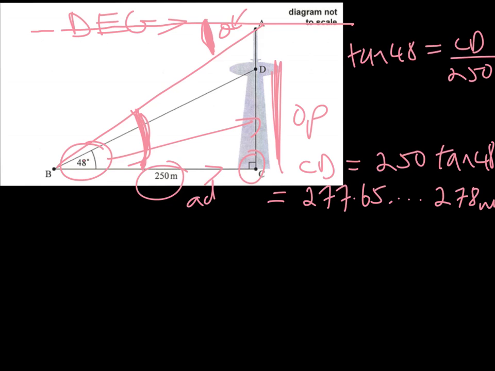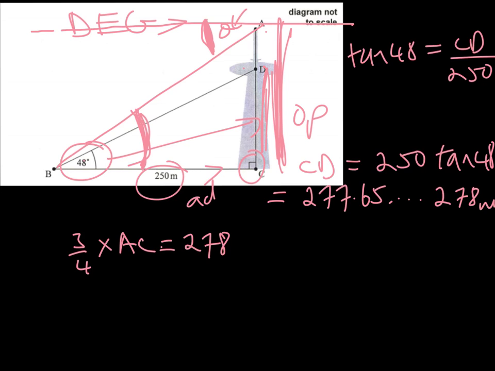Now, in the question, we are told that CD, so this observation tower at D, is 3/4 of the way up to the top. So we've already got CD, and we know that 3/4 of the total length, so 3/4 of AC, will give us this height here, because the observation deck is 3/4 of the way up. So 3/4 of the total height, therefore, is going to give us 278.